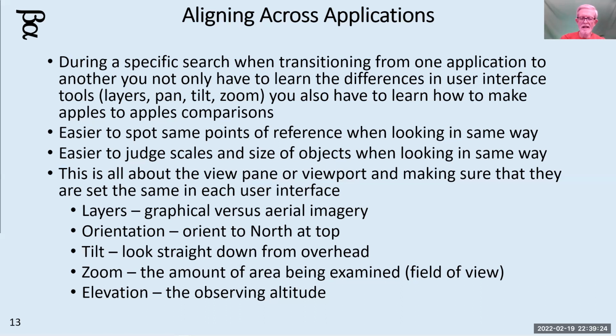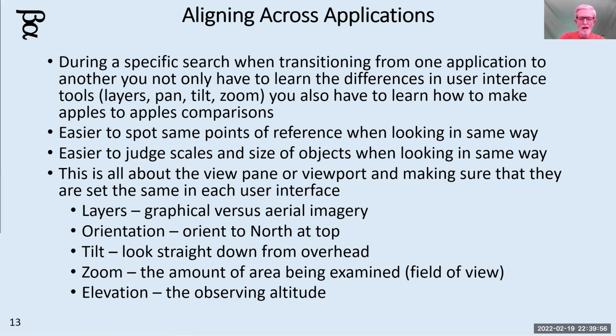Sometimes they'll refer to this as the view pane or the viewport, and you want to save that. So once you get it exactly the way you want to see it, you want to save that view or that view pane. You might save it in a push pin, you might save it at the application level, but you've got what layers you want to see, what orientation you are. Is it north up? The tilt, are you looking straight down at something, or are you looking at an angle? The zoom, how much field are you looking at?